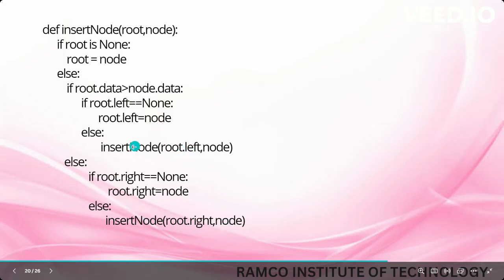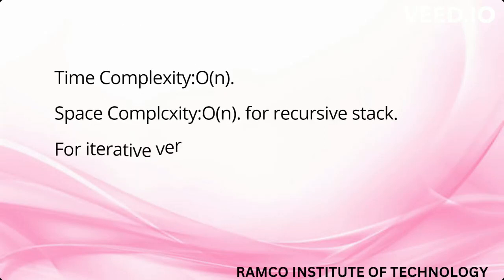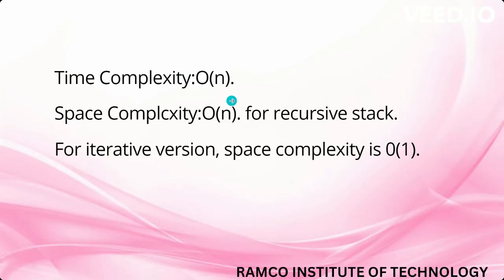So we need to check the BST property. Based on the BST property, we need to find the location for the inserting element. The time complexity of insertion is order of n and the space complexity is order of n for the recursive stack. For the iterative, that is non-recursive, version, the space complexity is order of 1.